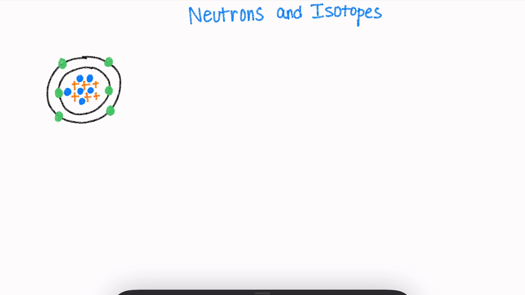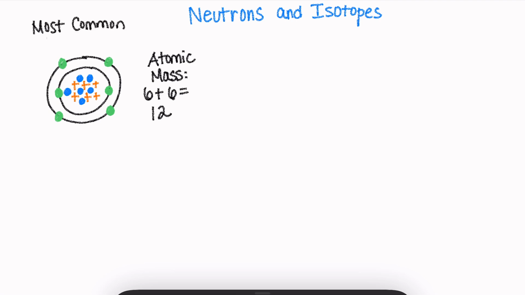So you can see that the atomic mass is going to be the protons plus the neutrons. So 6 plus 6 equals 12. So this one is going to have an atomic mass of 12. This is the most common form of carbon. But because that average is 12.01, we know that sometimes it exists with a different number of neutrons.